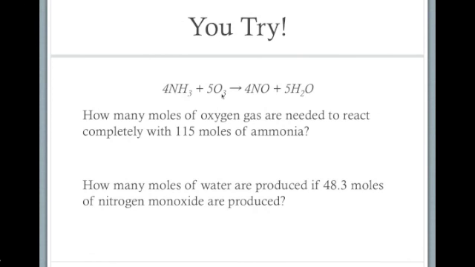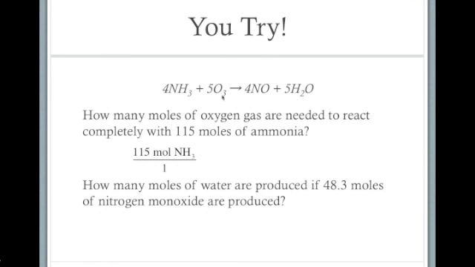How much oxygen is needed? So we're going to start by taking what is given and put it over 1. 115 moles of ammonia. Next, I'm going to do another fraction. I'm going to convert moles of ammonia to moles of oxygen. We're going to use that mole-to-mole ratio.